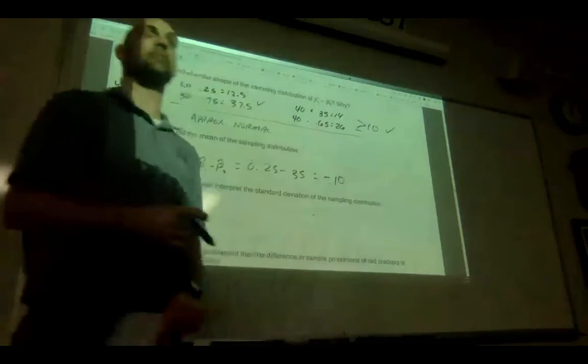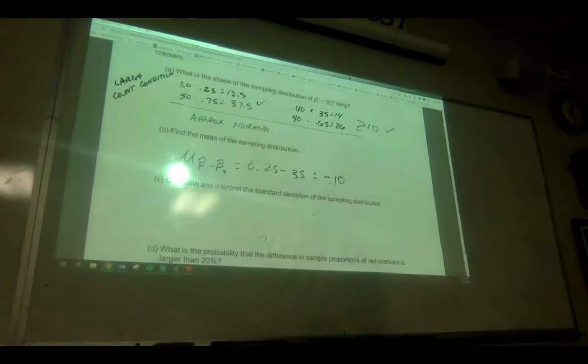Hey, Madison just asked a great question. Leon asked this as well. The large count condition is your reason why, and you proved it there. You have to show those 4 things. You have to show they're all greater than 10.